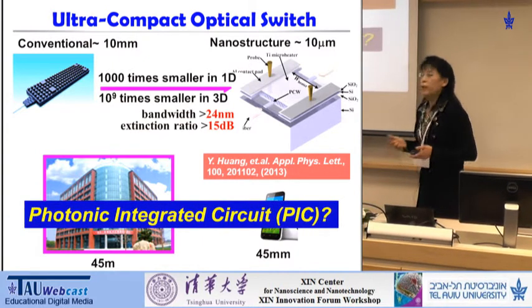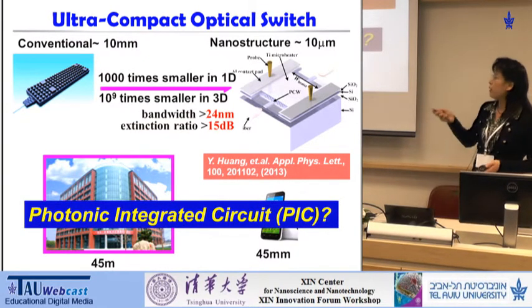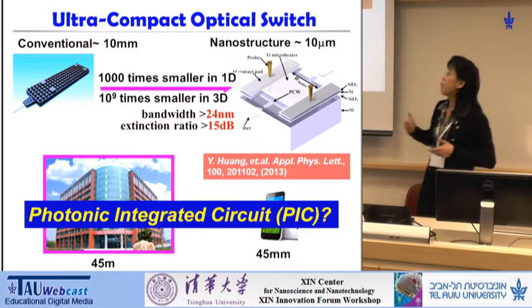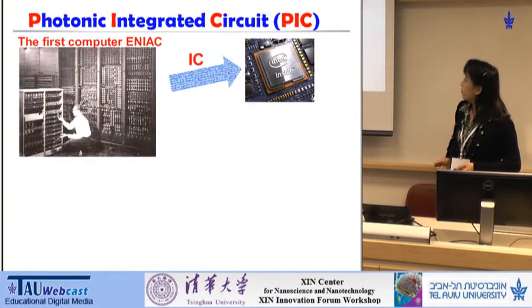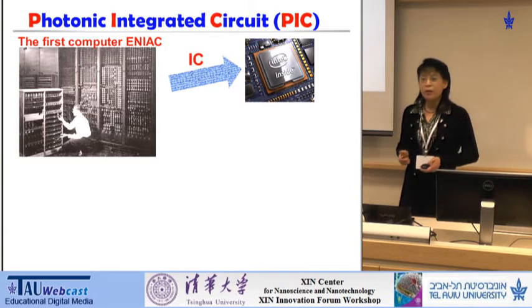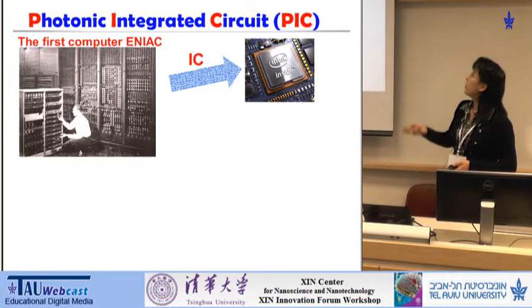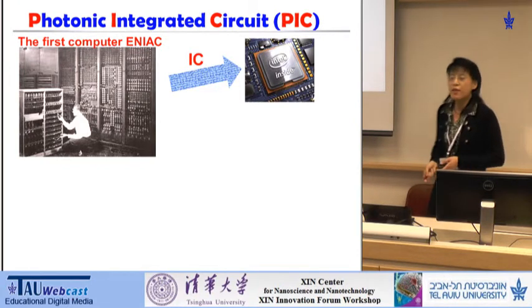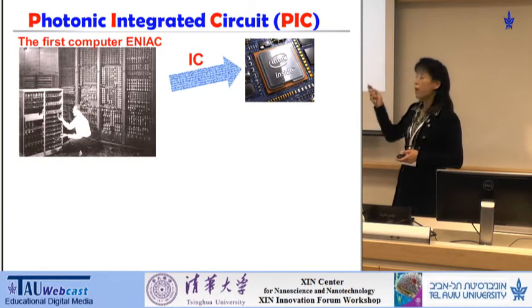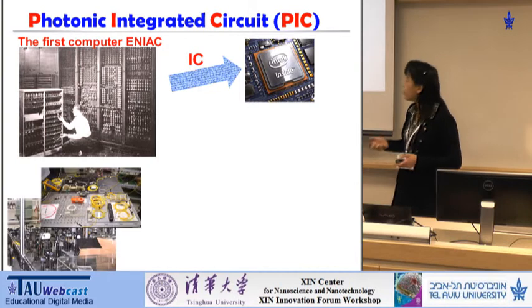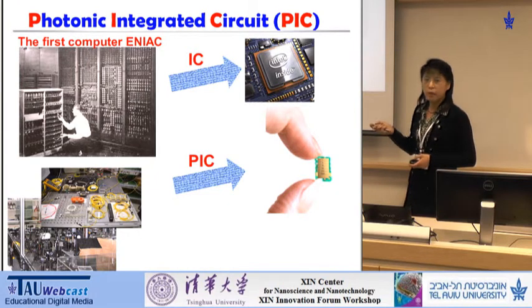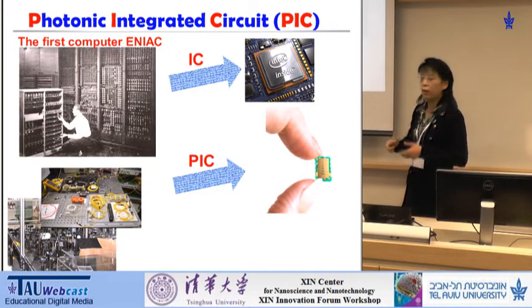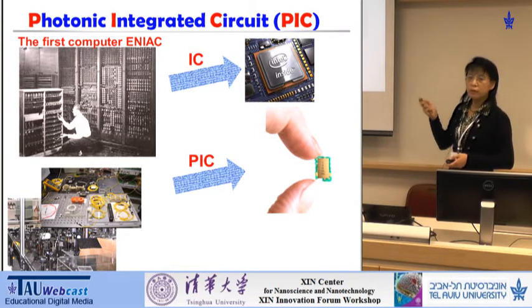So we can realize the photonic integrated circuit, which we call PIC, using such ultra-compact optical devices. We know IC, and we know how IC changed human society, from the first computer to the CPU chip today. This is a very big progress. We can imagine the same progress can be realized by photonic integrated circuits. We can integrate very complex optical equipment into a very small chip.